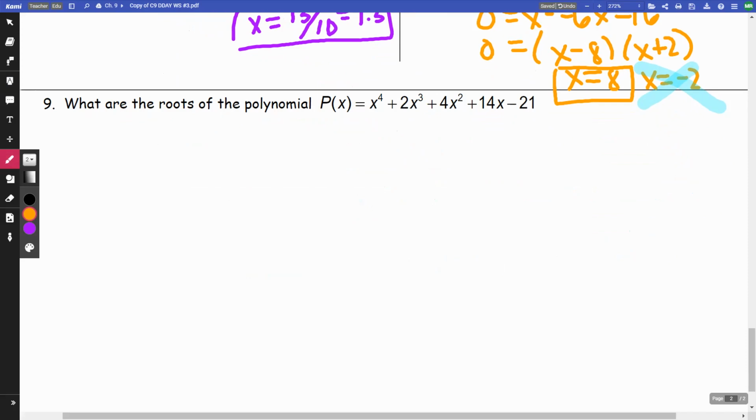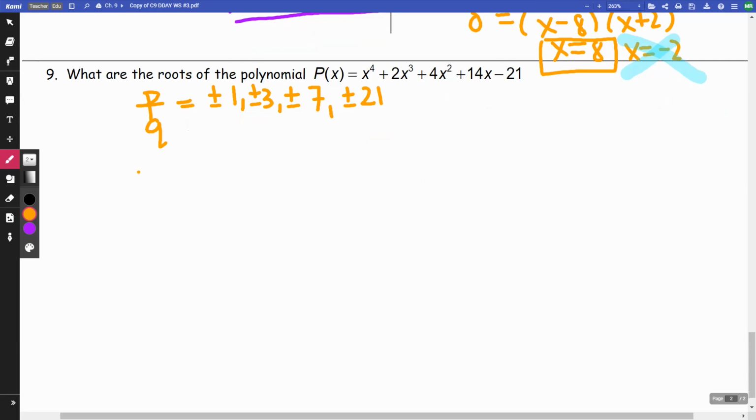Okay, on the next one, number 9, we're going to do P over Q. My P's are factors of 21, so that's positive and negative 1, 3, 7, 21. Over my Q, which is 1. It is a degree 4, so I should be getting 4 solutions. So I have 1, 2, 4, positive 14, and a -21.